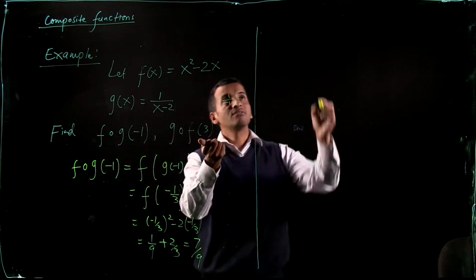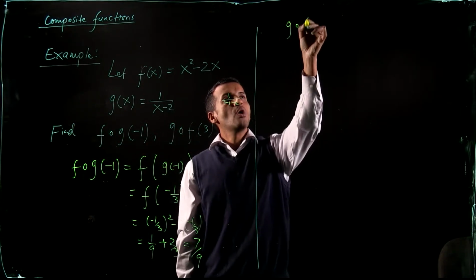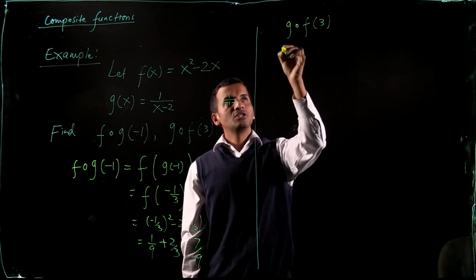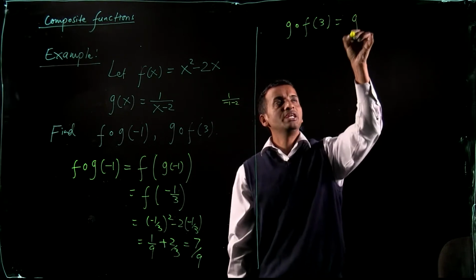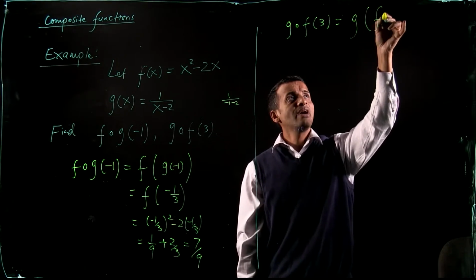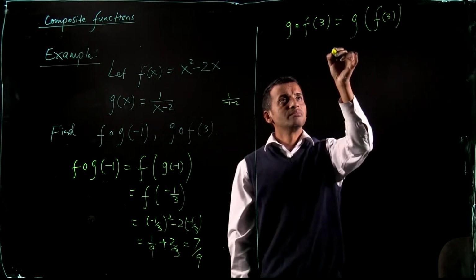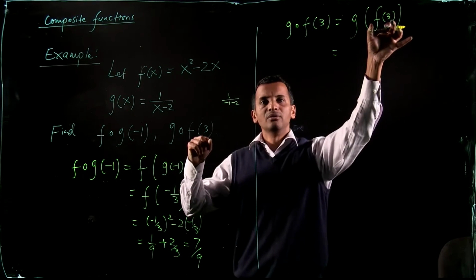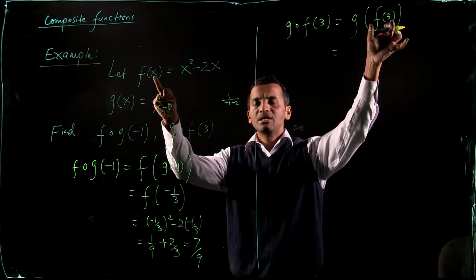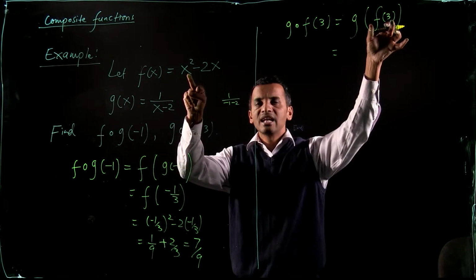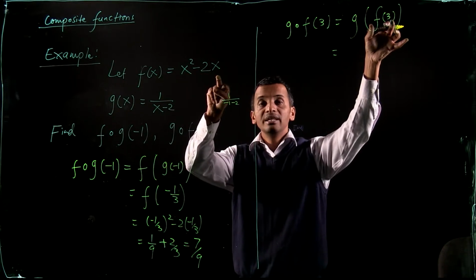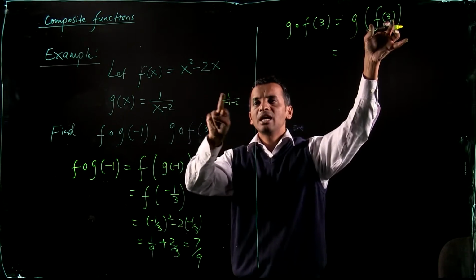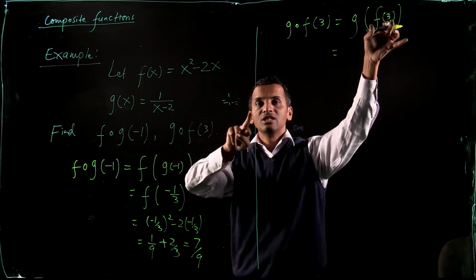How about g o f at 3? g o f at x equals 3. So what does that mean? This means g, and then f at 3. Okay, so what is f at 3? First of all, find out this value. f at 3, replace x by 3, you'll get 3 squared is 9, minus 2 times 3 is 6, right? So 9 minus 6 is just 3.